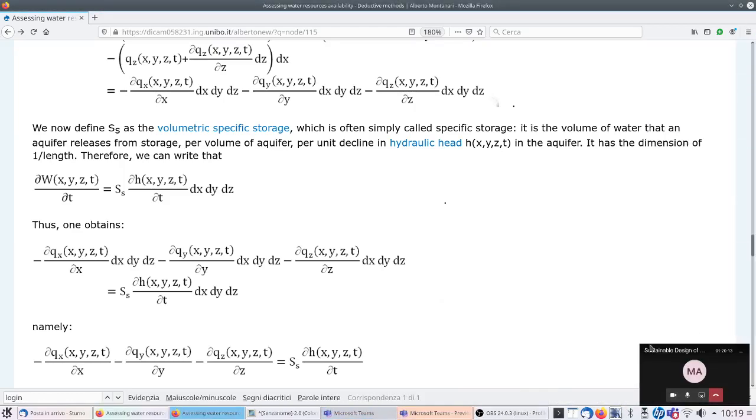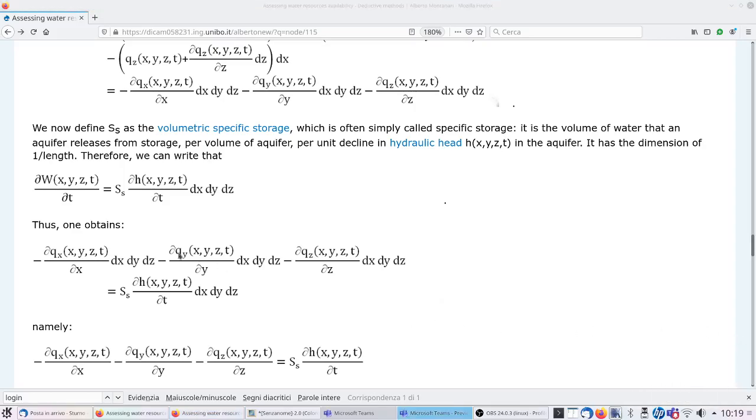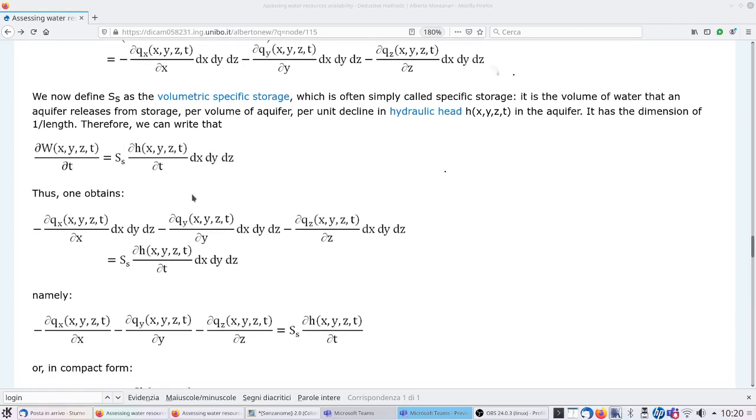So, as I said, the new equation expresses the storage depending on specific storage and change in hydraulic head. Now, what is specific storage? I think it is important, and we didn't focus on this last time, that I give more details on the specific storage. The specific storage, which is also called volumetric specific storage, is the volume of water that an aquifer releases per volume of aquifer and unit decline in hydraulic head.